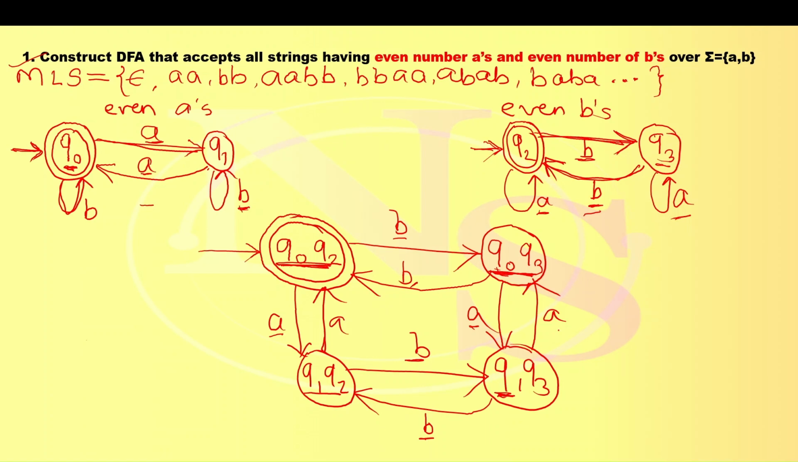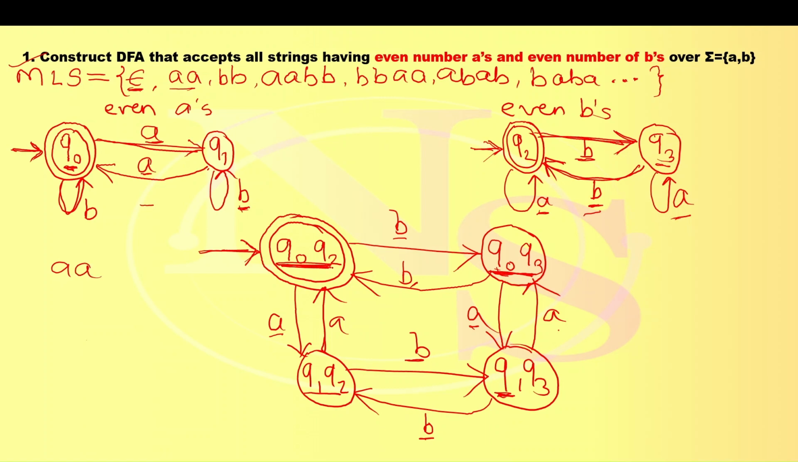If you want to verify whether this is working fine or not, let's check whether epsilon is getting accepted or not. Epsilon means empty string. So without giving any input, automata is going into final state. So epsilon is accepted. Second string is double A. Check whether double A is accepted or not.